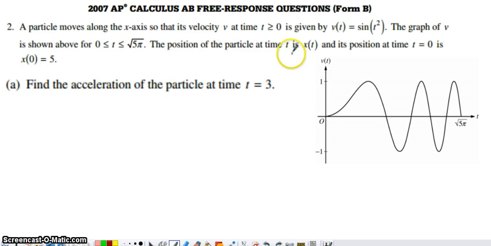They tell us the position of the particle is represented by a function x of t. And at time t equals 0, the position, so at t equals 0, the x value is equal to 5. In part A, it wants us to find the acceleration of the particle at time t equals 3.